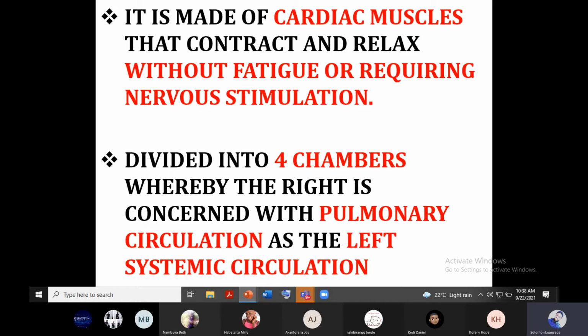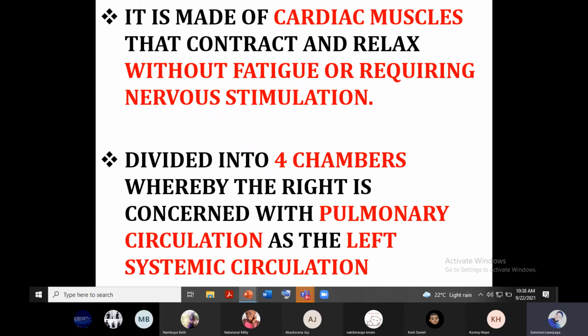The heart is divided into 4 chambers, where the right part of the heart is concerned with pulmonary circulation, and the left part of the heart is concerned with systemic circulation. What is pulmonary circulation? Pulmonary circulation is circulation of blood to the lungs, while systemic circulation is circulation of blood to the body systems, the organs, the brain, the kidneys, the liver, the digestive system, the muscles, and so on and so forth.